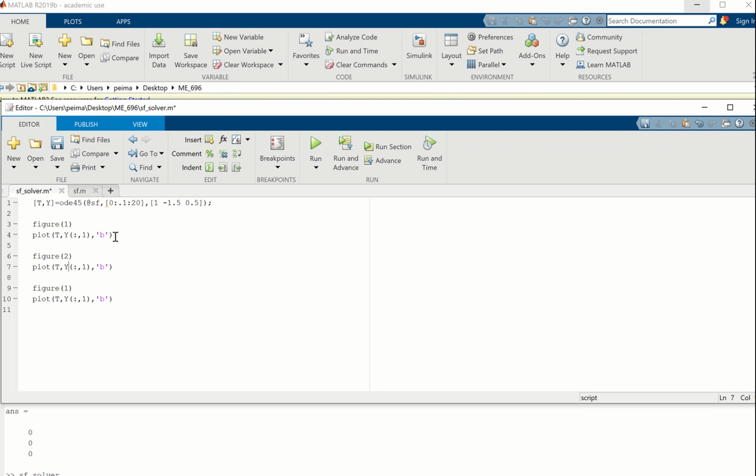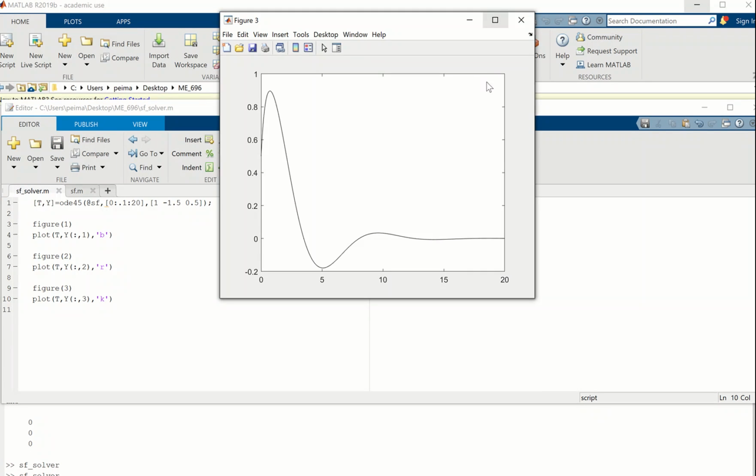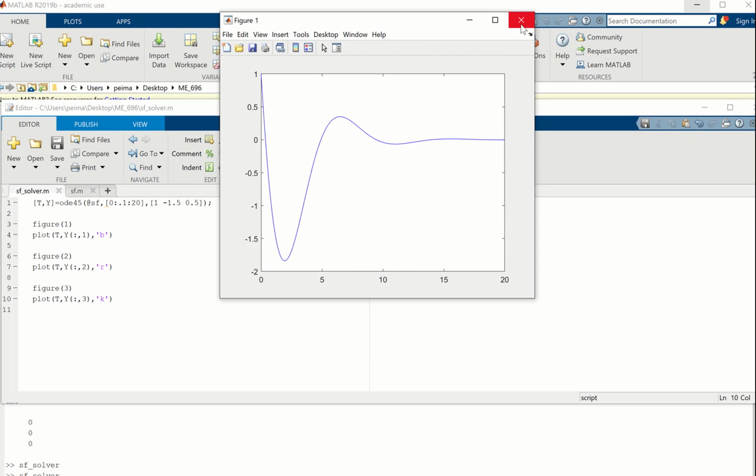Figure 1, figure 2, and figure 3. I'm gonna put 2 x3. I'm gonna make this red and black. Look at here. Here we go. See, after 15 seconds, eventually they go to 3. So what we have done, see, this is x2, this is x1.